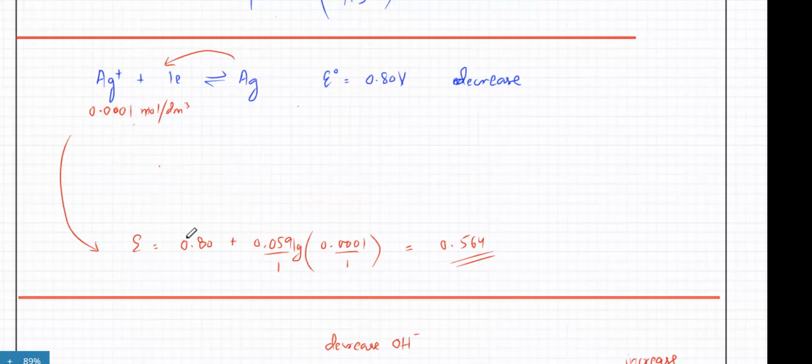This one. 0.8, 0.059 divided by 1, which is the number of electrons, log of oxidized species, the one that's on the left hand side, divided by the reduced species, the one that's on the right hand side. Solids would be taken as 1. You solve this, it comes out to be 0.564. Is that clear?